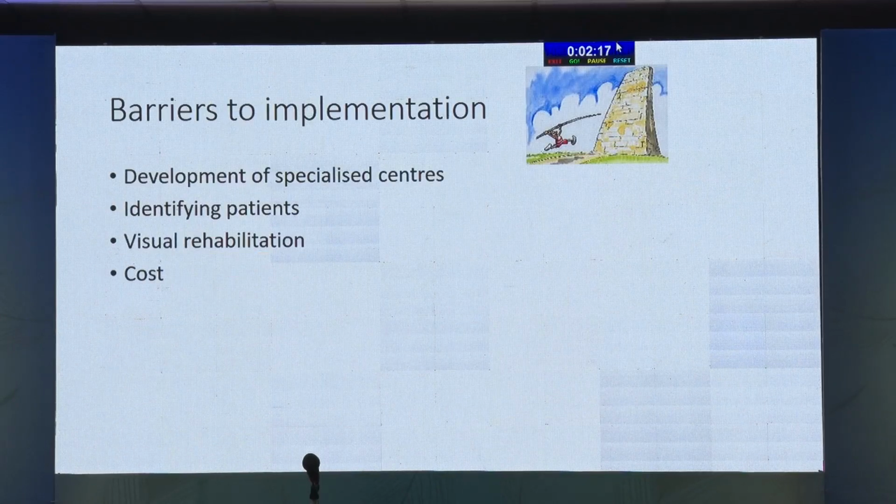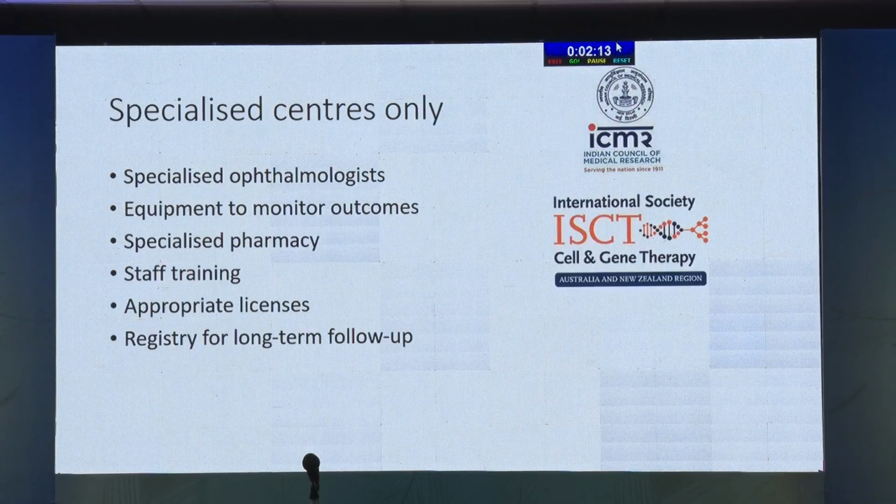If we look at implementation of this data, there are obvious barriers. So obviously this can only occur in specialised centres. No one has a maze in their office. The specialised centres need to have 12 mazes so they can randomly assign the patients. They need specialised pharmacy able to cover these very specialised genetically modified products, and registry for long-term follow-up.